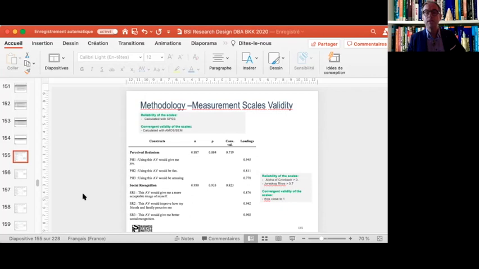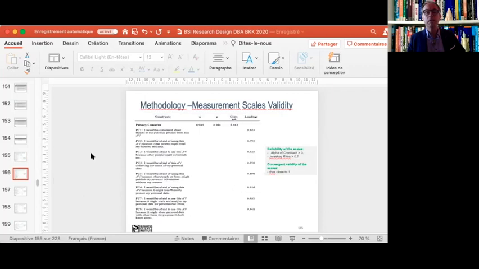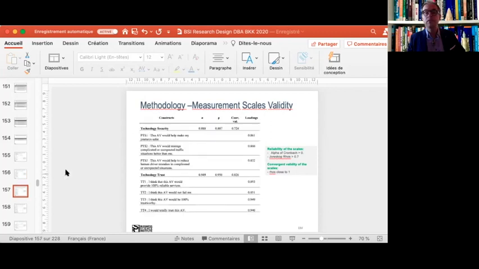And convergent validity means that the items are highly correlated within the concepts. So this should be higher, close to 1. So you can see that the convergent validity for hedonism and social recognition is satisfactory. For privacy concerns, reliability is good, as the Cronbach alphas are high and the Jöreskog rhos are higher than 0.7, and the convergent validity is also satisfactory. You can see for technology security also the reliability and convergent validity are satisfactory.